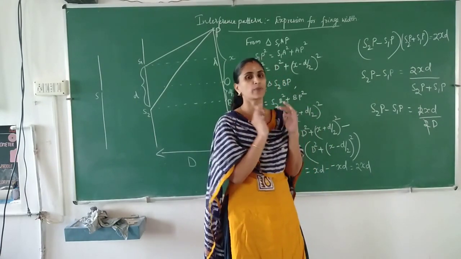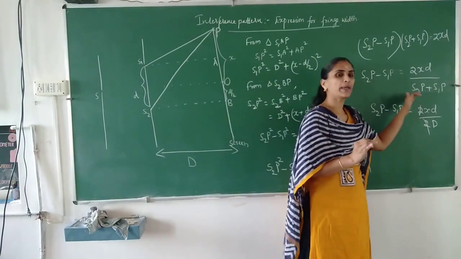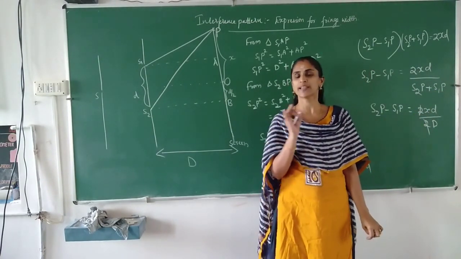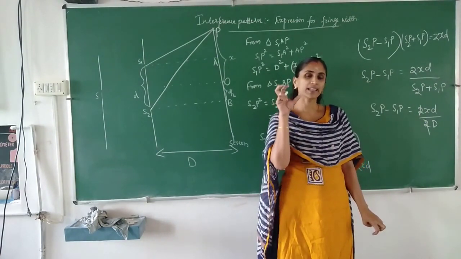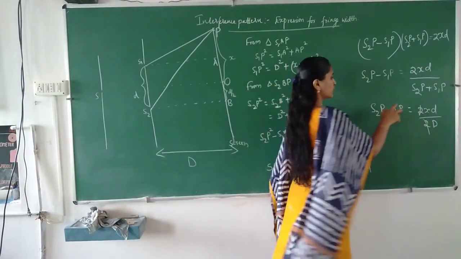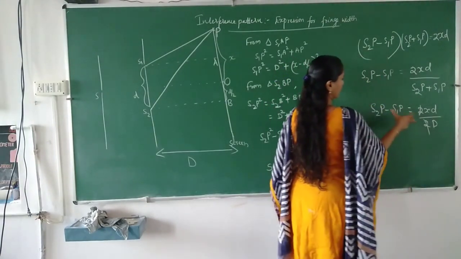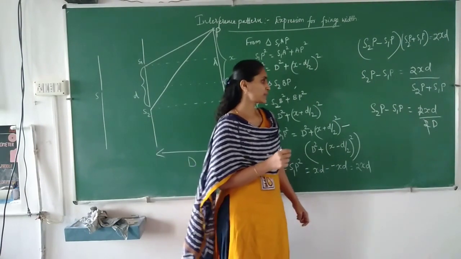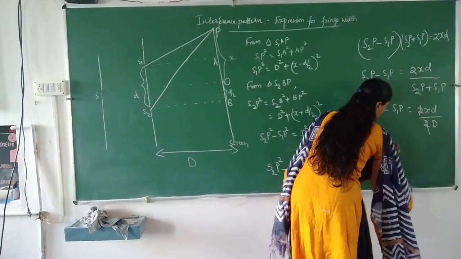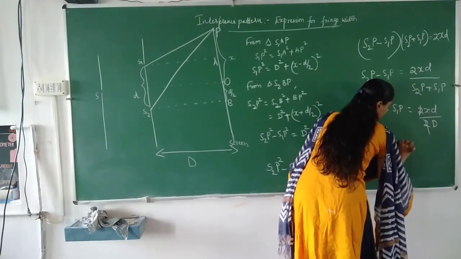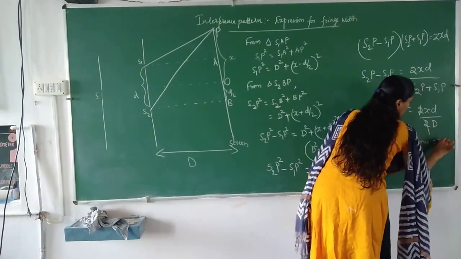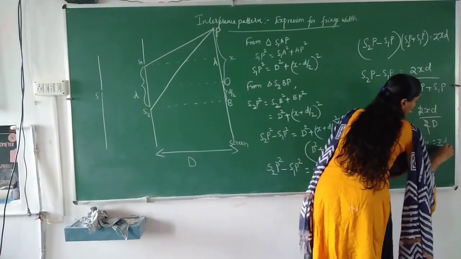That's why for good approximation, we can take S2P plus S1P as 2D, but we cannot take S2P equal to D. So S2P minus S1P is equal to xd by D. Okay, so we can write path difference equal to small xd by capital D.